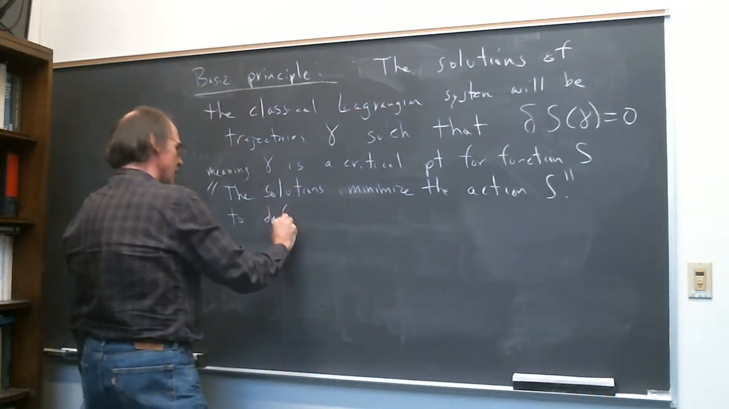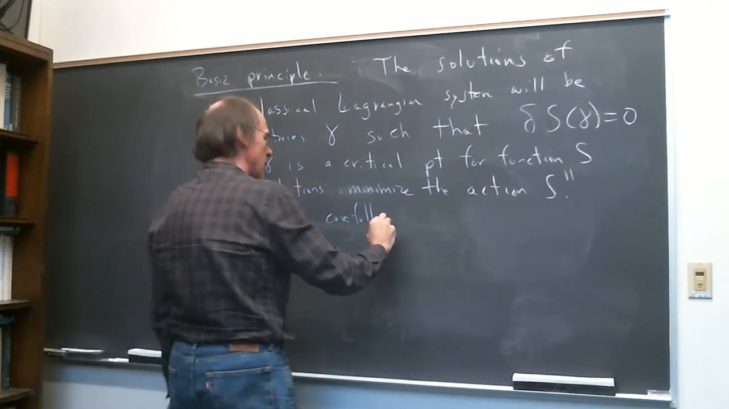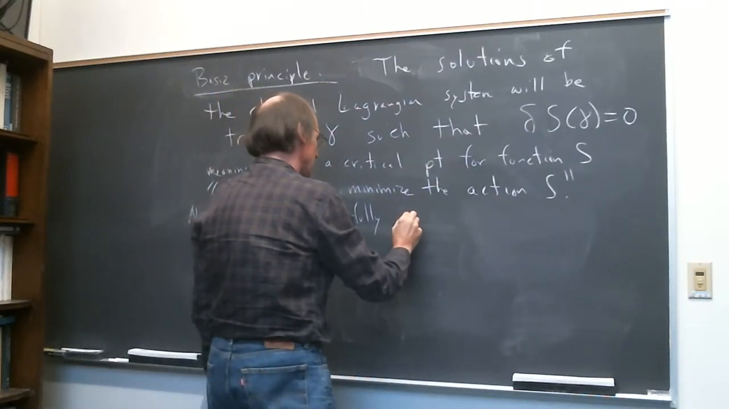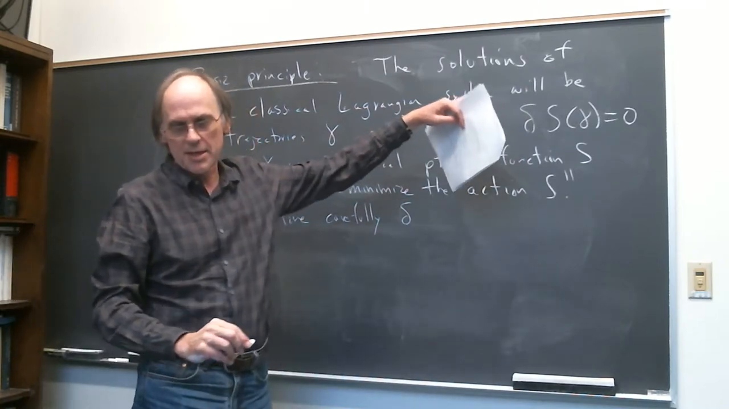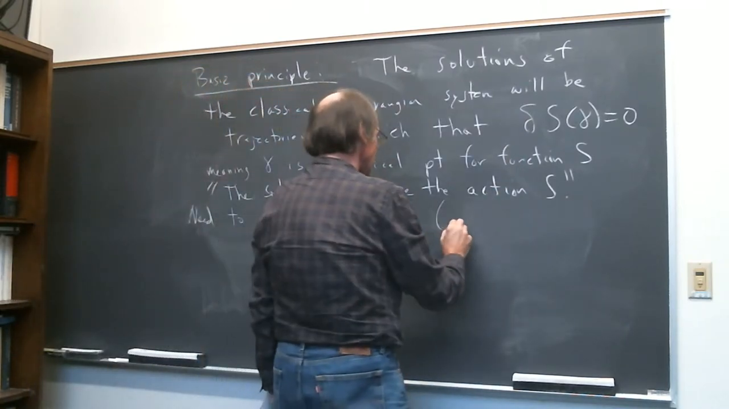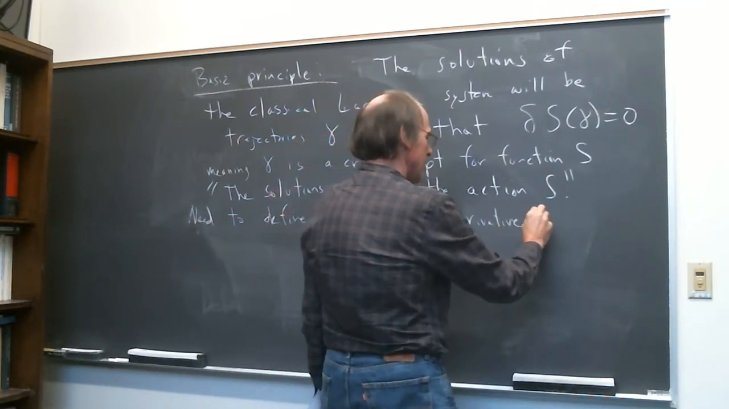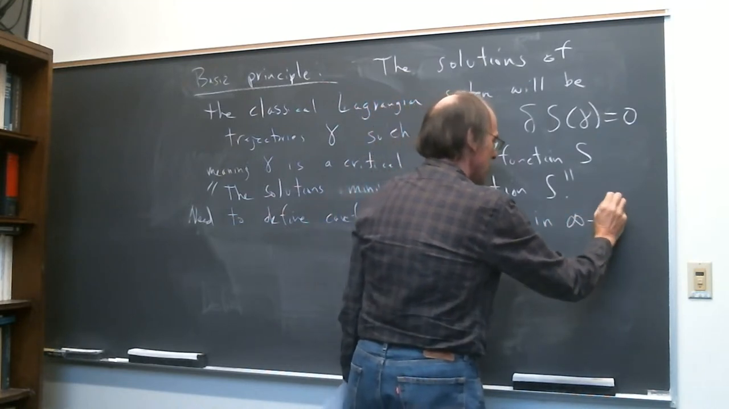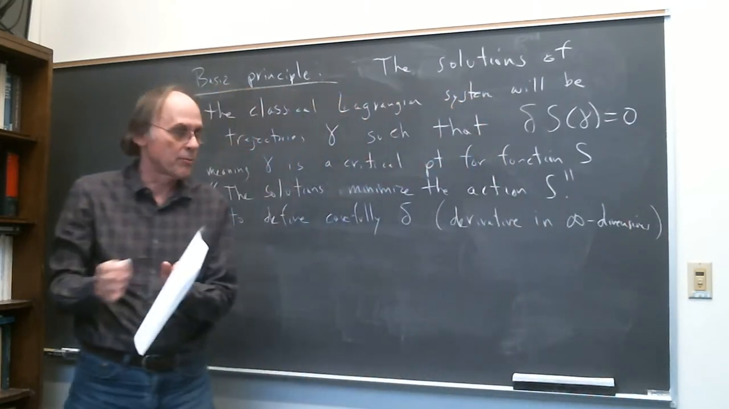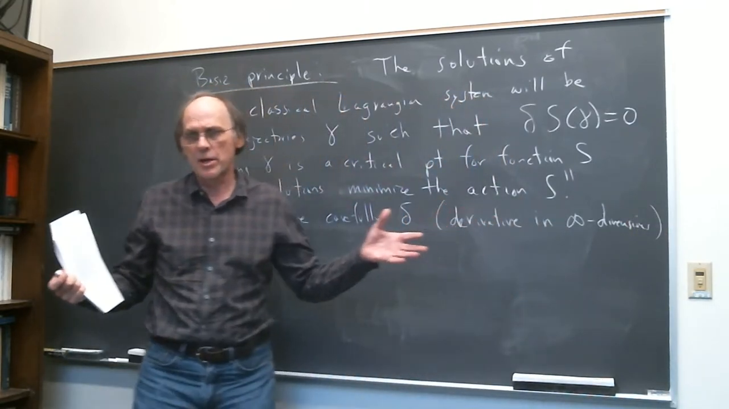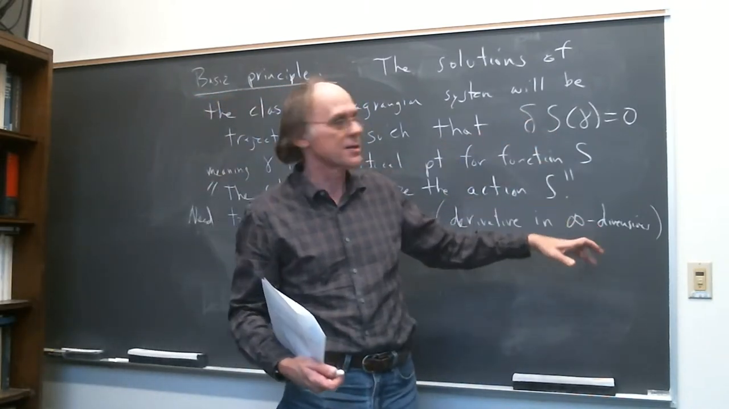so you need to define carefully the delta. In some sense it's kind of a derivative in infinite dimensions. The problem is that your space of all trajectories is infinite dimensional, and you're saying I want to find a critical point of this function on an infinite dimensional space.